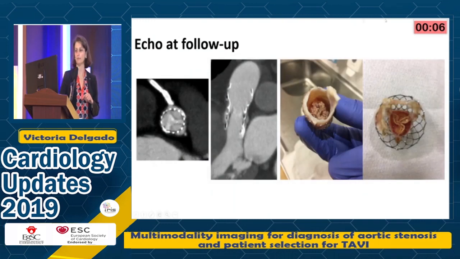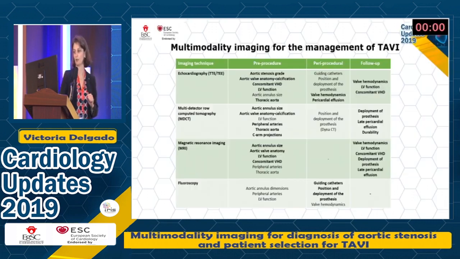We did a CT, and there are restricted leaflets, but not really thickened. Eventually the patient went for surgery, and what you see here is a sort of calcification of all the leaflets. So be careful, it is not always thrombus.